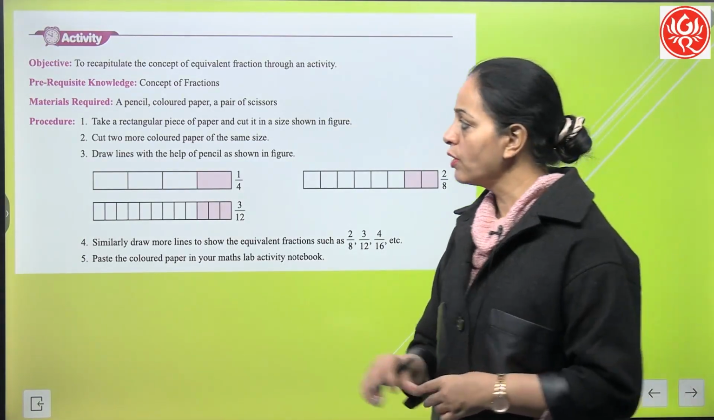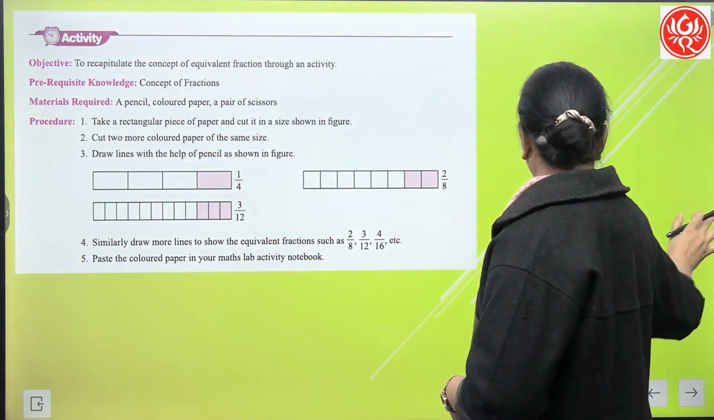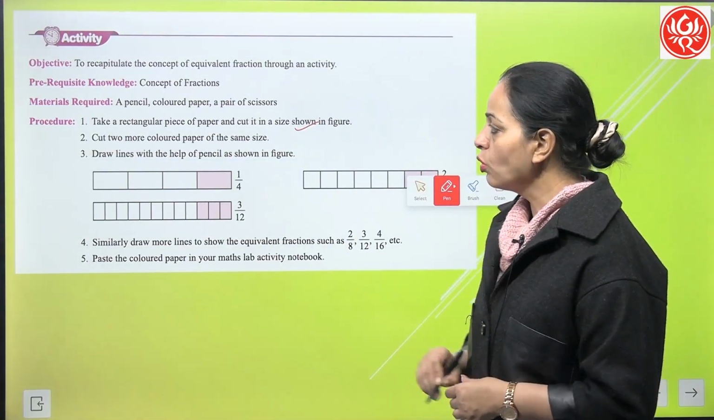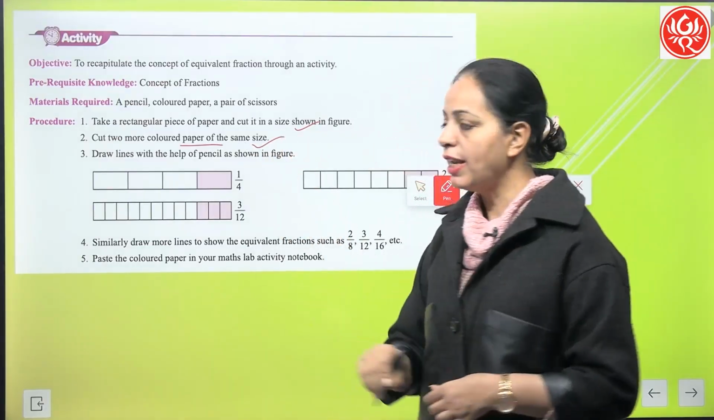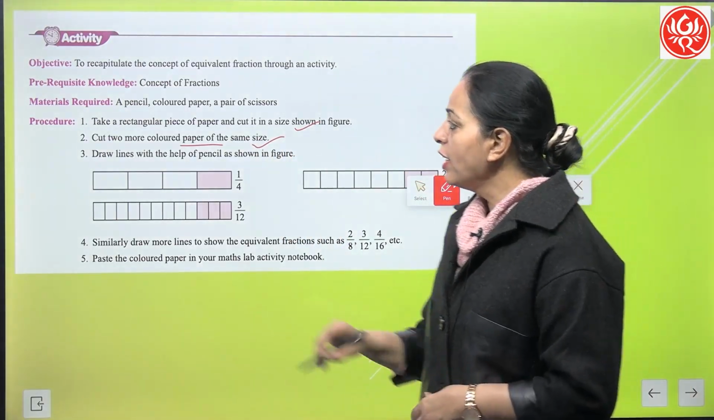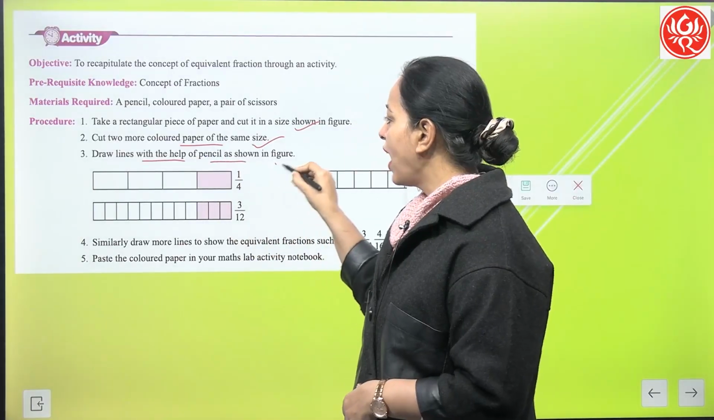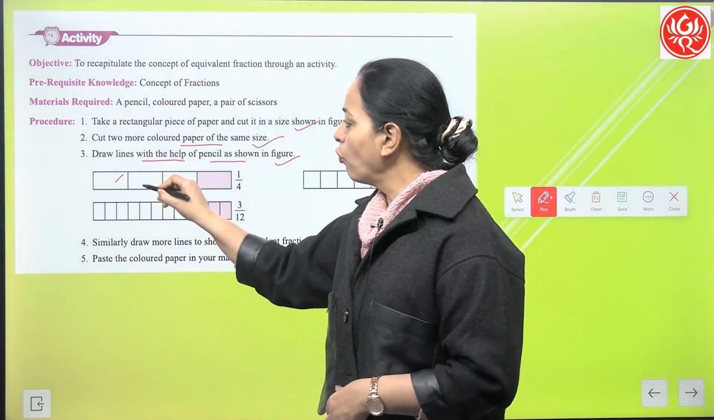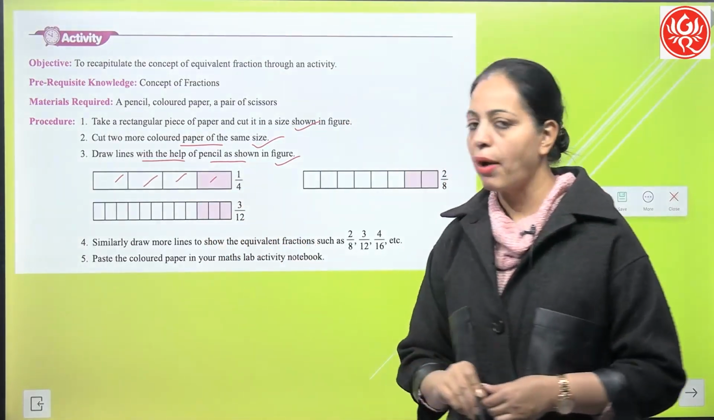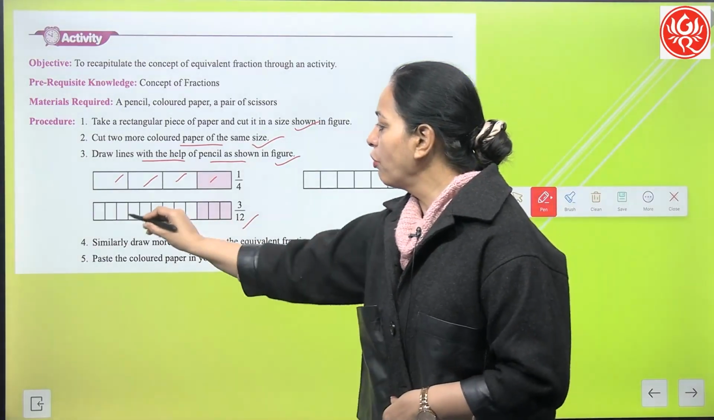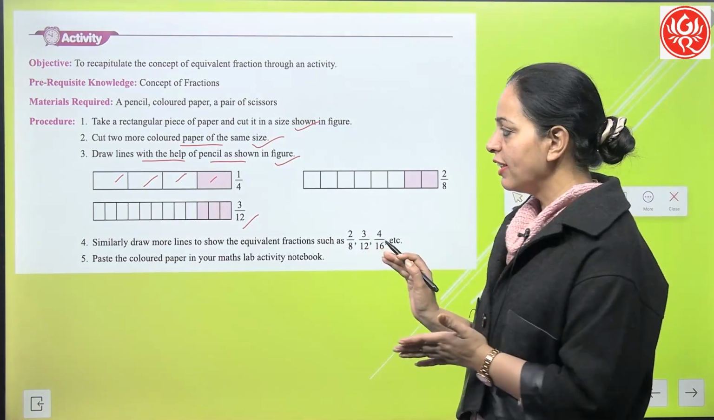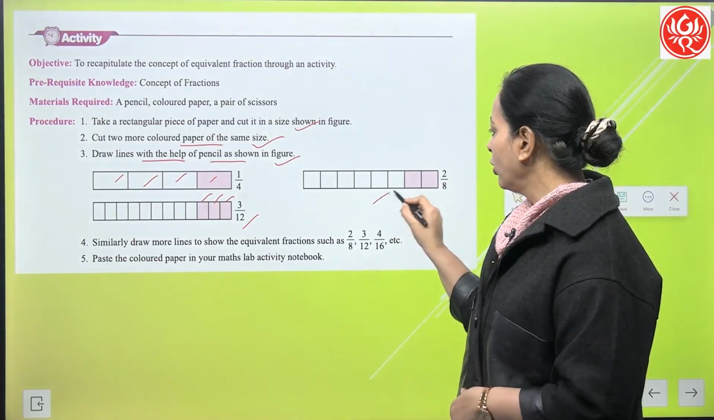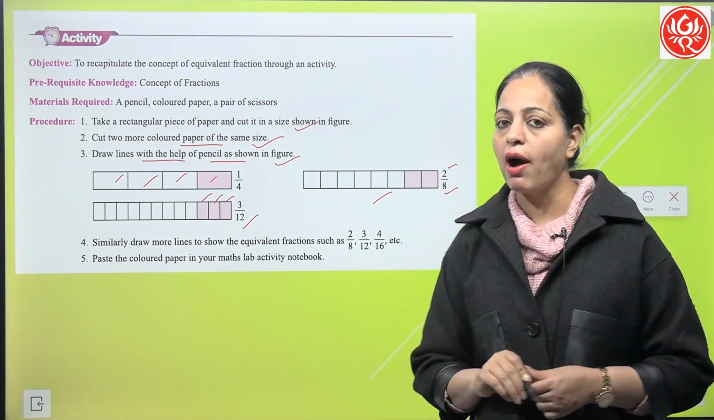Now procedure. The first one, take a rectangular piece of paper and cut it in the size shown in the figure. Now step 2, cut 2 more colored papers of the same size. And then step 3, draw lines with the help of a pencil as shown in the figure. So like here we can see total 4 parts, 1 is shaded, so 1 by 4, and here total 12 parts, so we will cut 12 parts equally, and 3 out of 12 shaded, and then here total 8, 2 are shaded, 2 by 8.